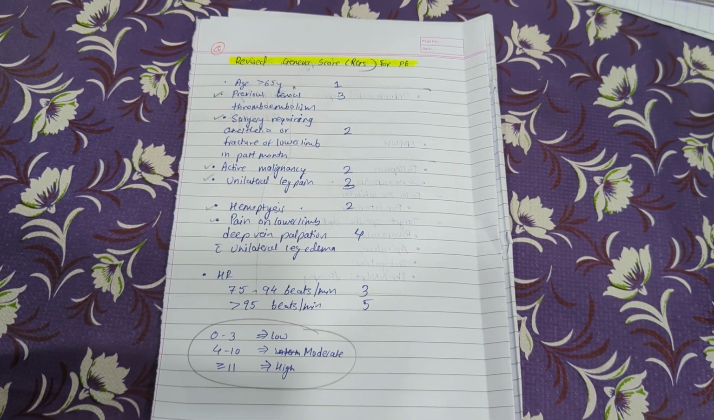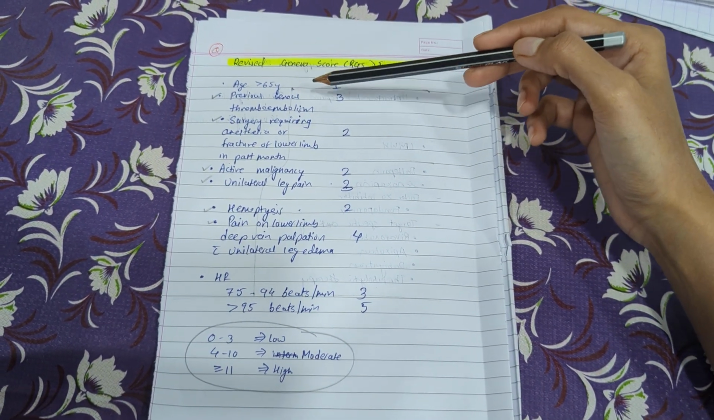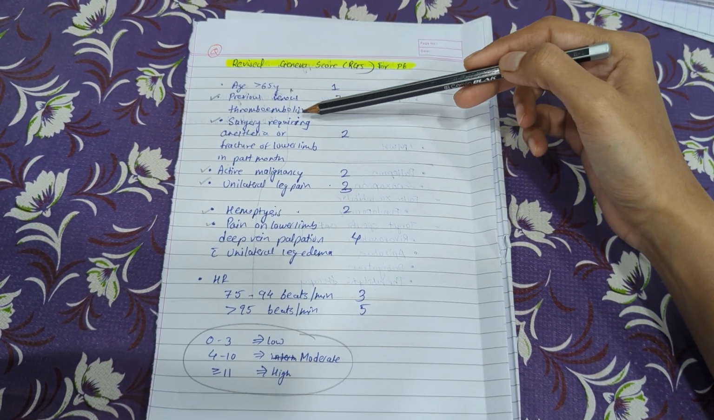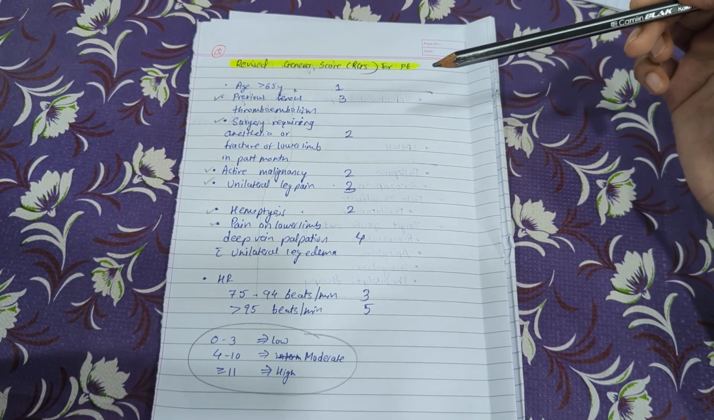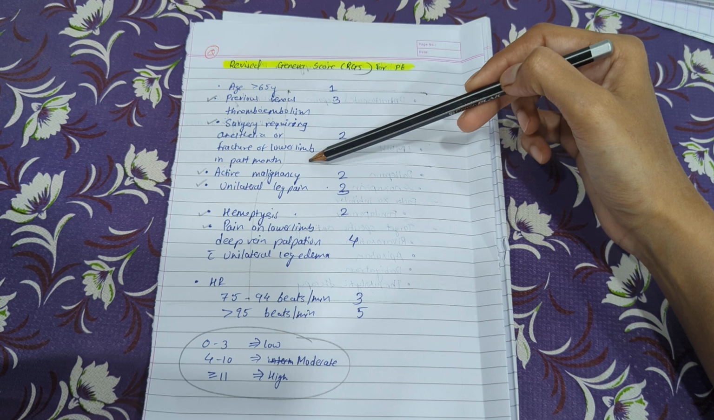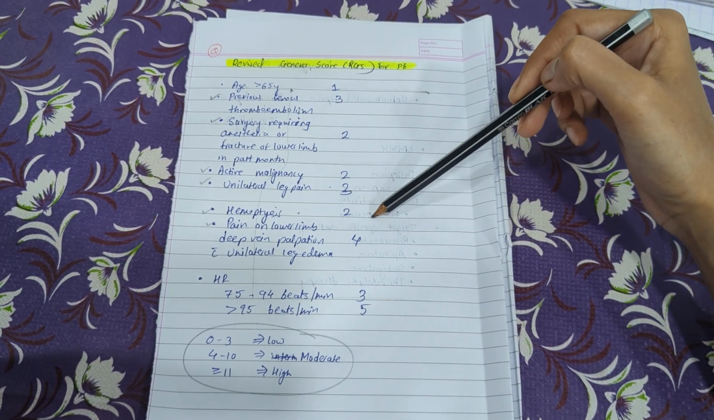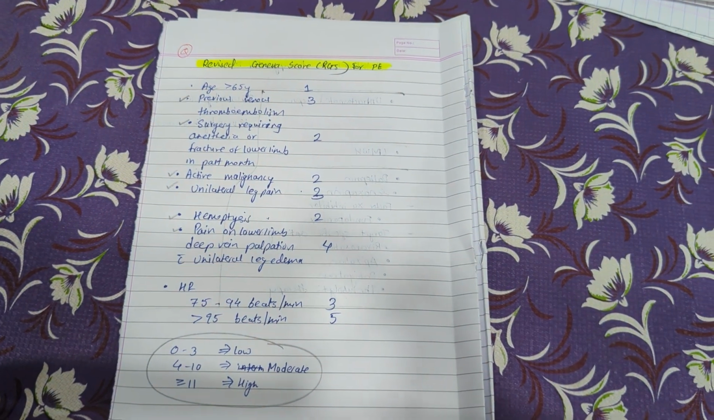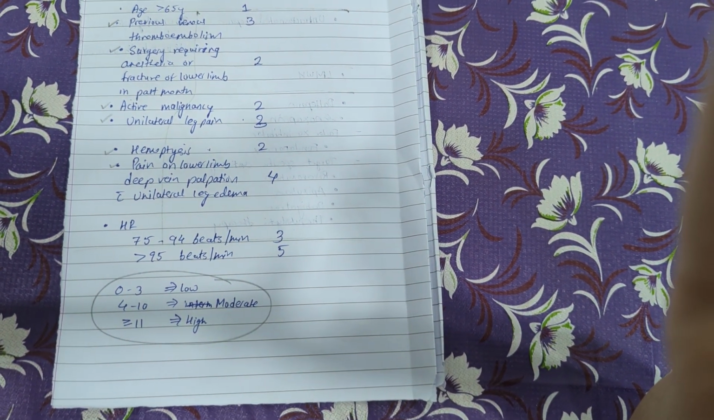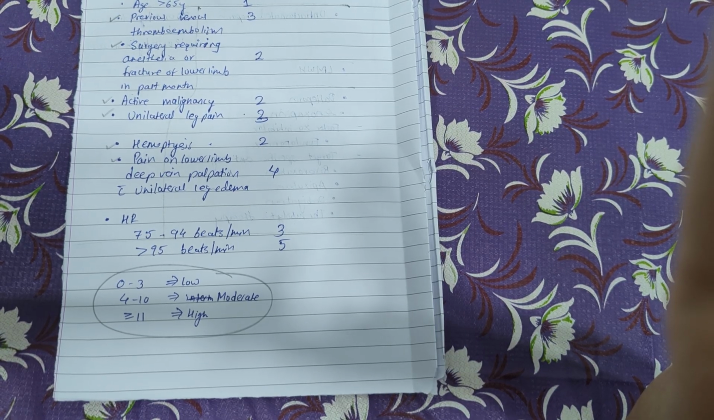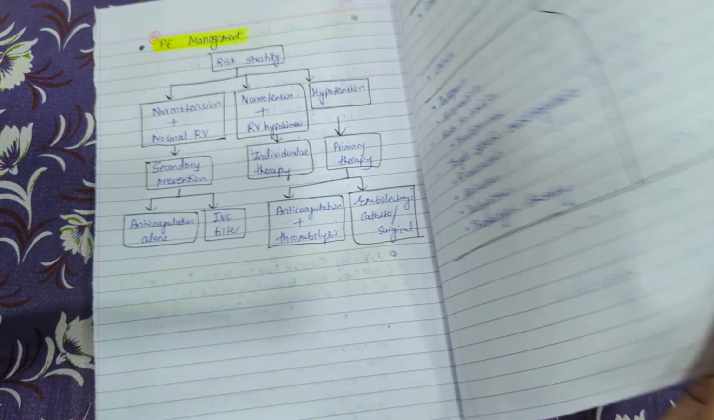In the revised Geneva score for PE, age more than 65 is a score of 1, previous venous thromboembolism, score of 3, surgery requiring anesthesia or fracture of the lower limb in the past month, score of 2, active malignancy, score of 2, unilateral leg pain, score of 3, hemoptysis, score of 2, pain on lower limb deep vein palpation with unilateral leg edema, score of 4, heart rate 75 to 94 beats per minute, score of 3, and 95 or more beats per minute, score of 5.